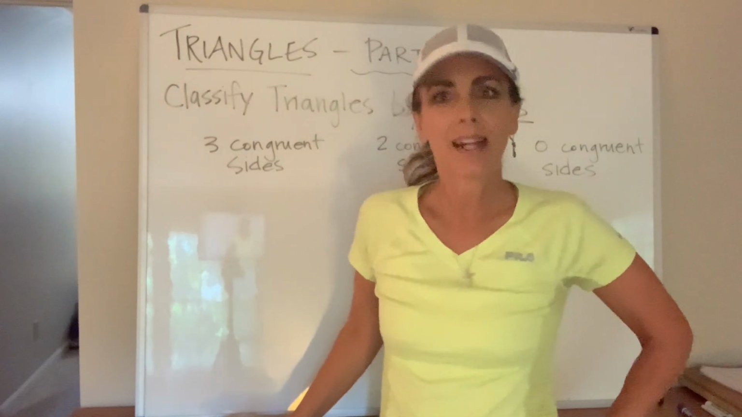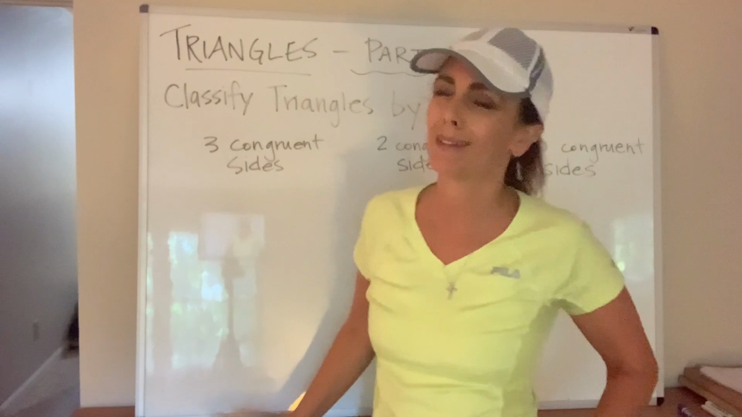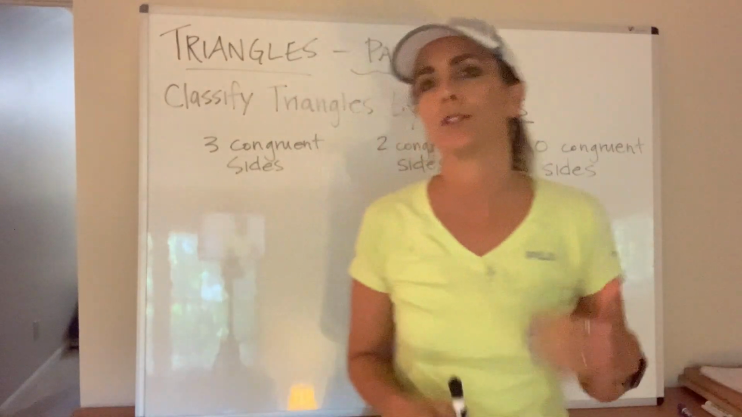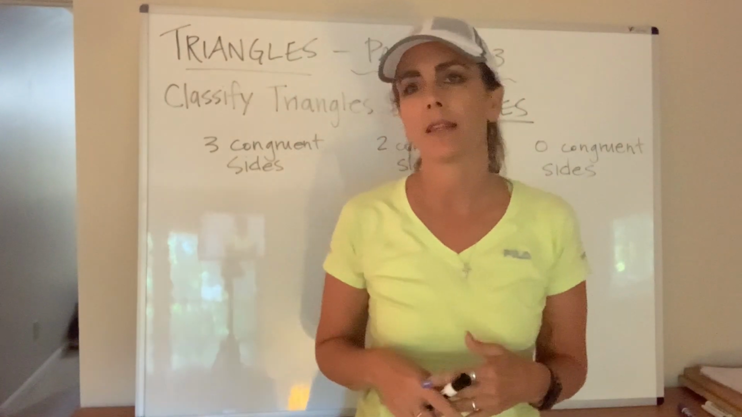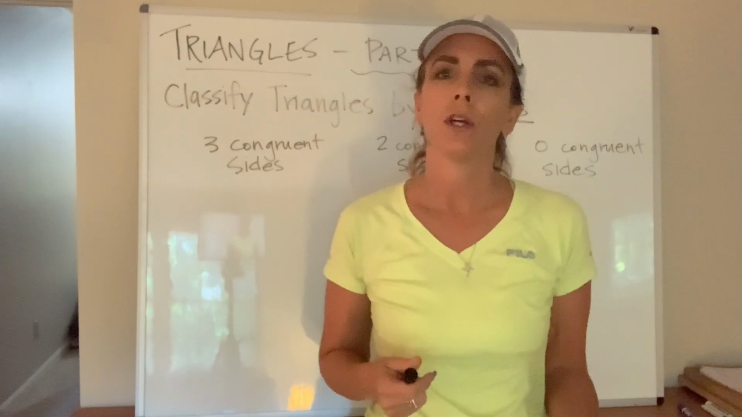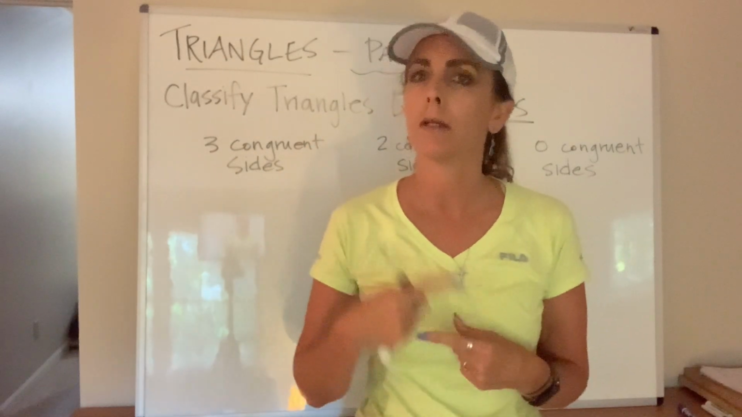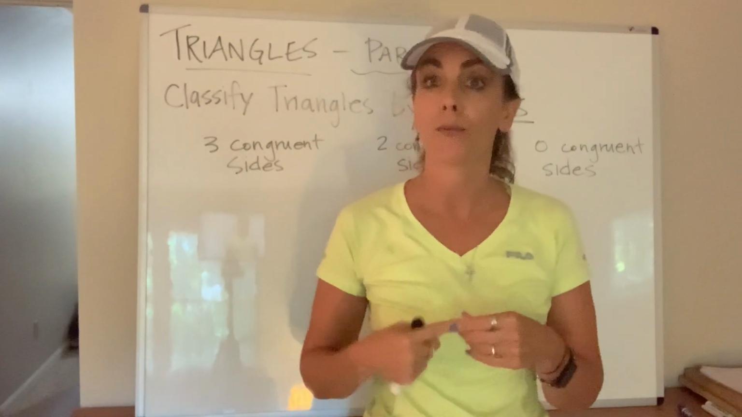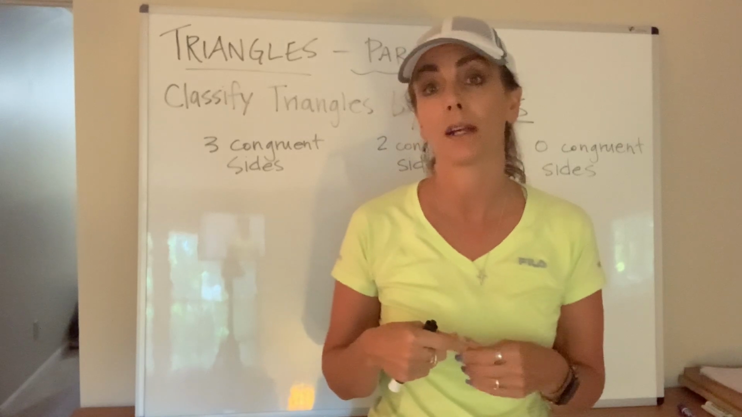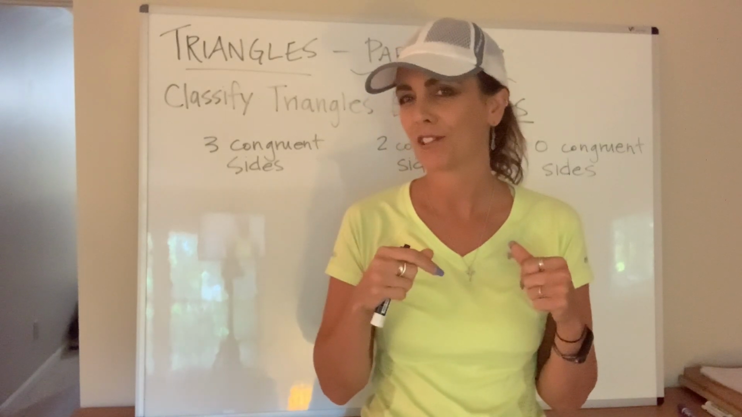Okay, so we're back to triangles, and in this video we're going to talk about classifying triangles. Typically we classify triangles in two ways. We can classify them by their sides, and we also classify them by their angles. So one triangle usually has two different classifications. We're going to start by talking about the three different classifications of triangles based on their sides. You probably know this, but it's a good refresher just in case.